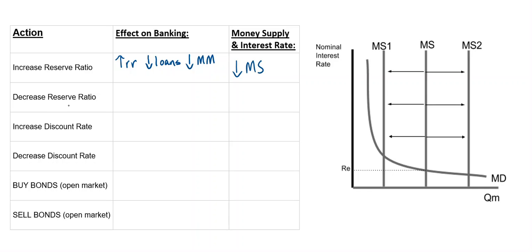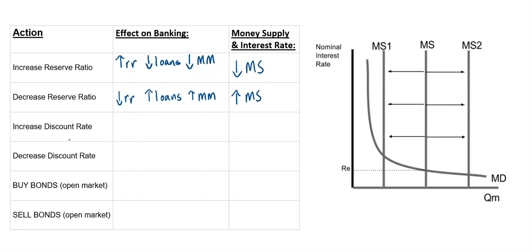The opposite is true of decreasing the reserve ratio. If the Federal Reserve decreases the reserve ratio, then the amount of lending that can happen in a given bank increases. They can hold less of their money and turn more of that money into new money through a loan. That increases the money multiplier, and by increasing the money multiplier, we increase the money supply.